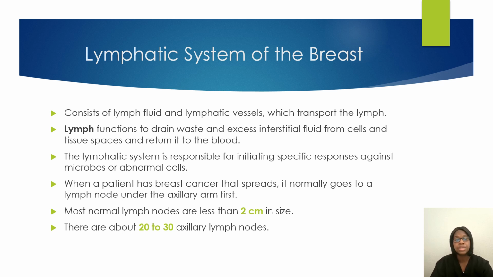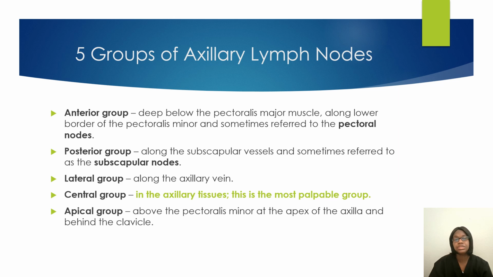under ultrasound. Most normal lymph nodes are less than 2 centimeters, and you have about 20 to 30 axillary lymph nodes under your armpits. And if you forgot, the lymphatic system is going to help fight infections. Make sure that you know your 5 groups of axillary lymph nodes. You have your anterior group, posterior group, lateral group, central group, and apical group.